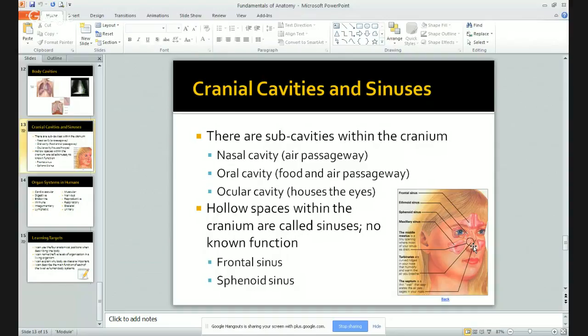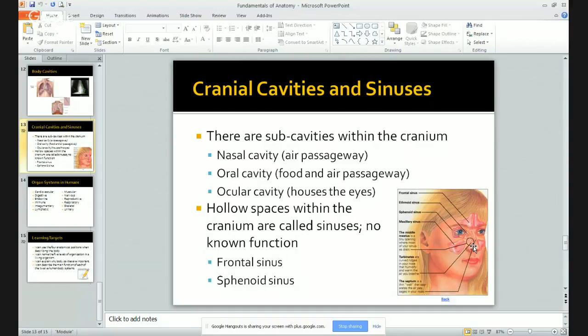Your ocular cavity is going to be where your eyes are located, because cavities are all just places where there's big hollow spaces. So all of these are big hollow spaces. So those are the three subcavities within your cranium.